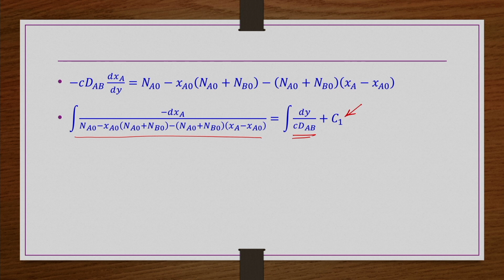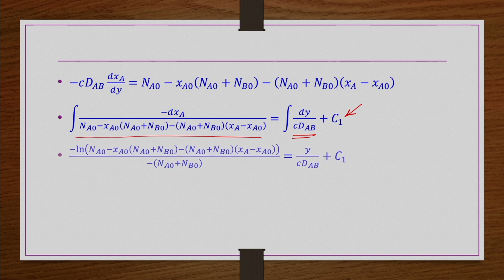So the integration constant C1 is there. Right. So this one is minus ln of whatever this term divided by the differentiation of the XA terms. So that is minus NA naught plus NB naught. In the right hand side simply y by C dAB we are having plus this constant.